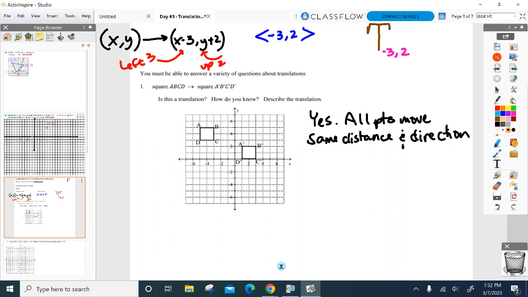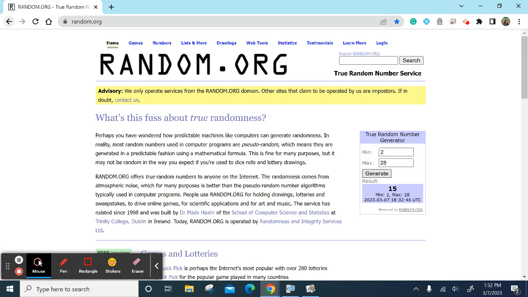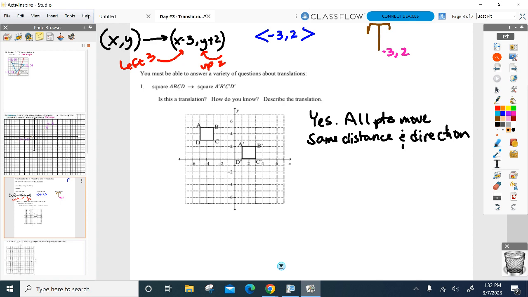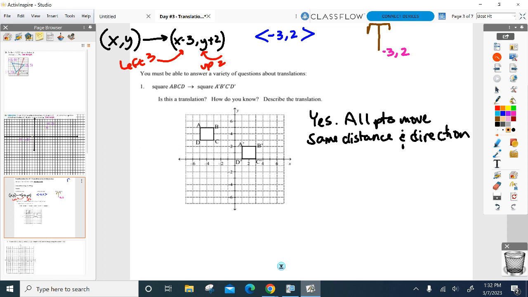Last part. Describe it then. Now actually put some numbers in front of your proving here. How many units? Up, down, left, and right. Talk to me. How do I move it? 6 to the right and 3 down. 6 right, 3 down. Everyone like it? All right, here you go.